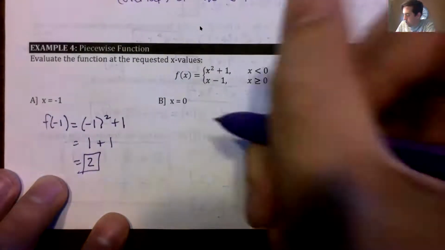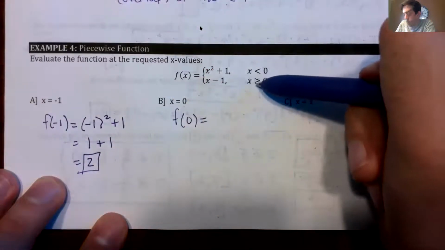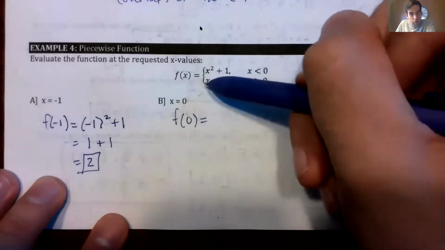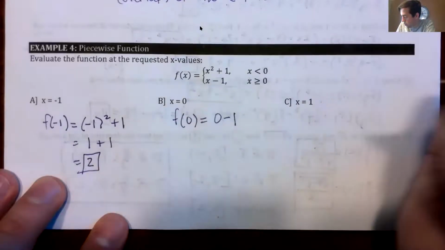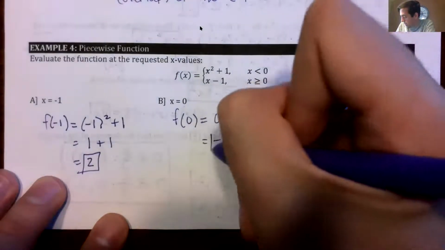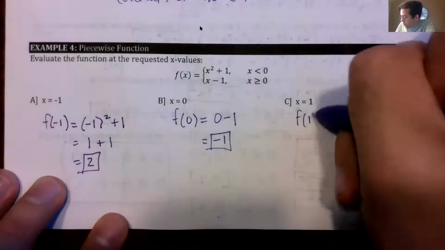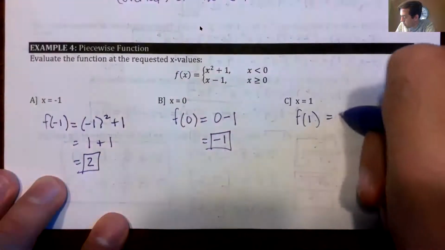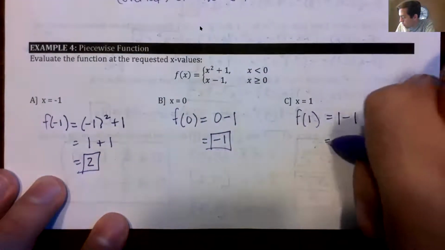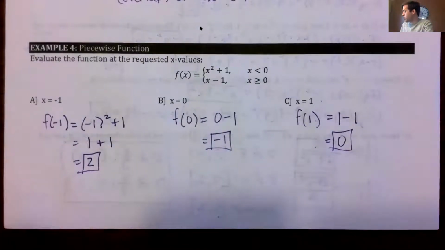For the second question, we're trying to find f of 0. 0 is greater than or equal to 0. So we're going to only use the bottom expression and plug in 0 for x, because that's what we're plugging in. And so we get -1. And then for question C, f of 1. 1 is greater than or equal to 0, so we use the bottom function, plug in 1, so it's 1 minus 1, and we get 0. All right, that's the basics of piecewise functions. Let's keep going.